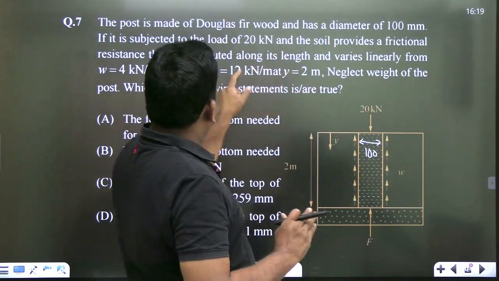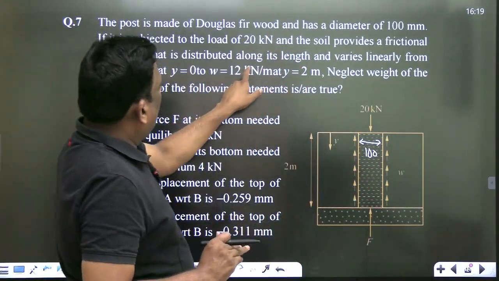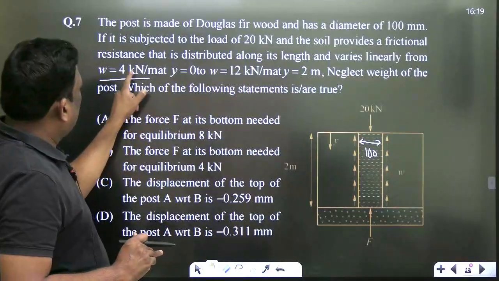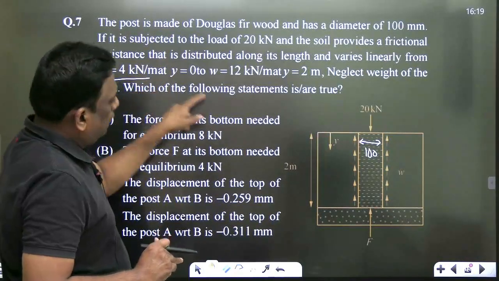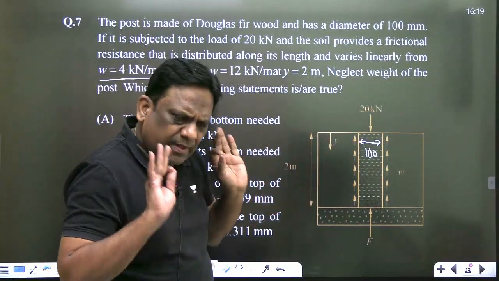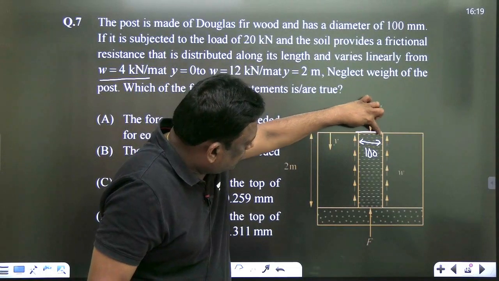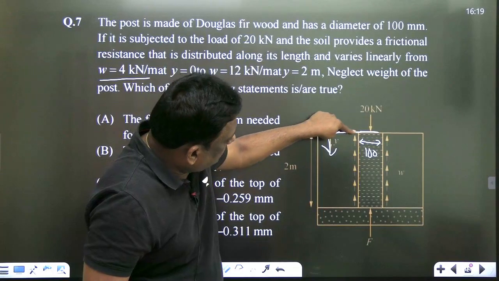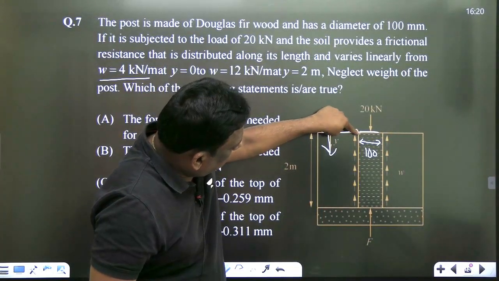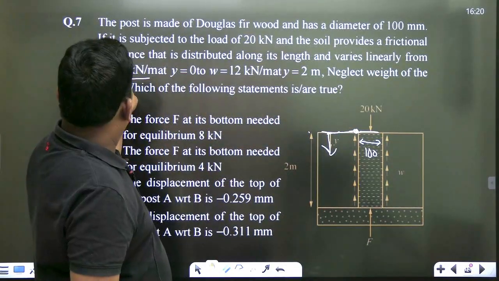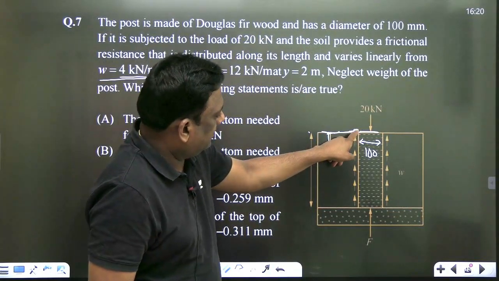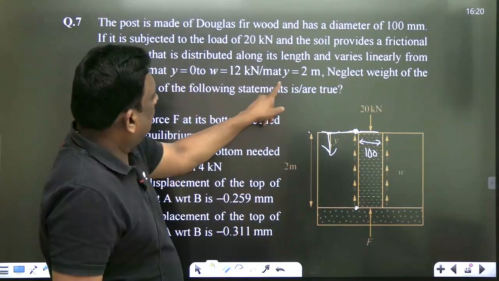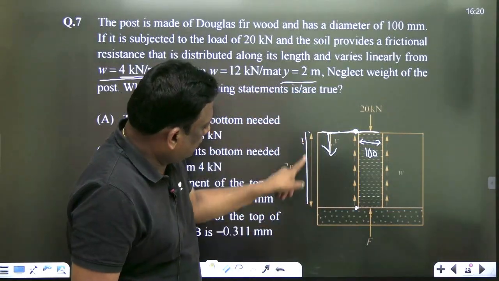And that resistance will vary linearly along its length with w equal to 4 kilonewton per meter at y equal to 0. I'll explain everything. At y equal to 0, y is measured from here. So this is y equals 0. Here, the resistance is 4 kilonewton per meter length. And slowly when I'm moving down, at y equal to 2, the total depth is 2 meter.